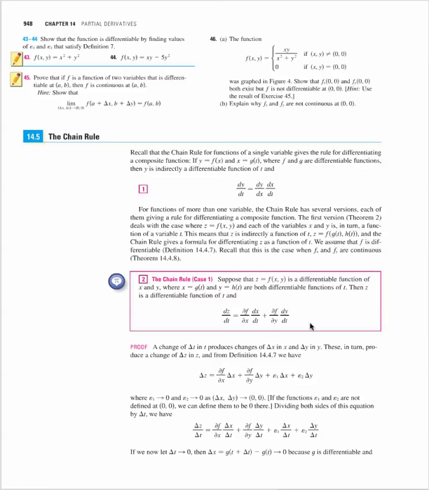But we're going to start here. Suppose that z is a function of x and y, where x and y both depend on t. Then z is a differentiable function of t, and dz/dt is equal to ∂f/∂x times dx/dt plus ∂f/∂y times dy/dt. By the way, take a look. This looks awfully similar to what we were talking about in 14.4 with differentials, and that's not a mistake. These things are definitely related. You can ignore the proof.